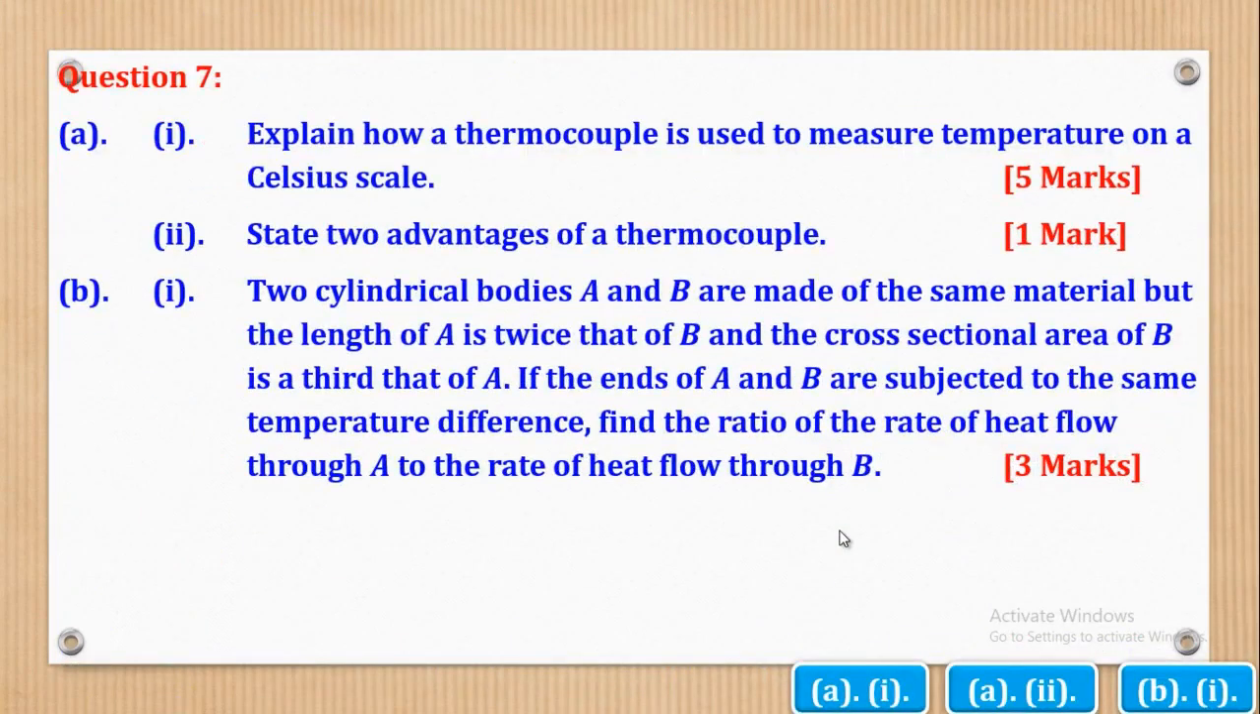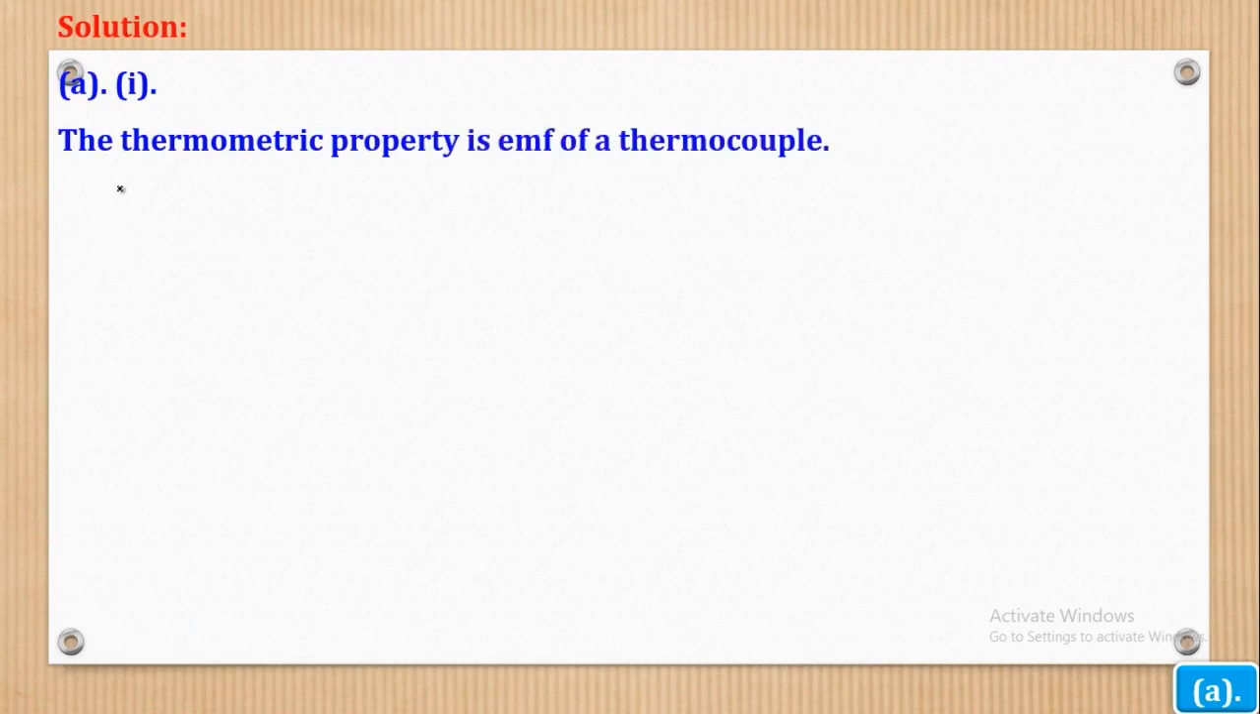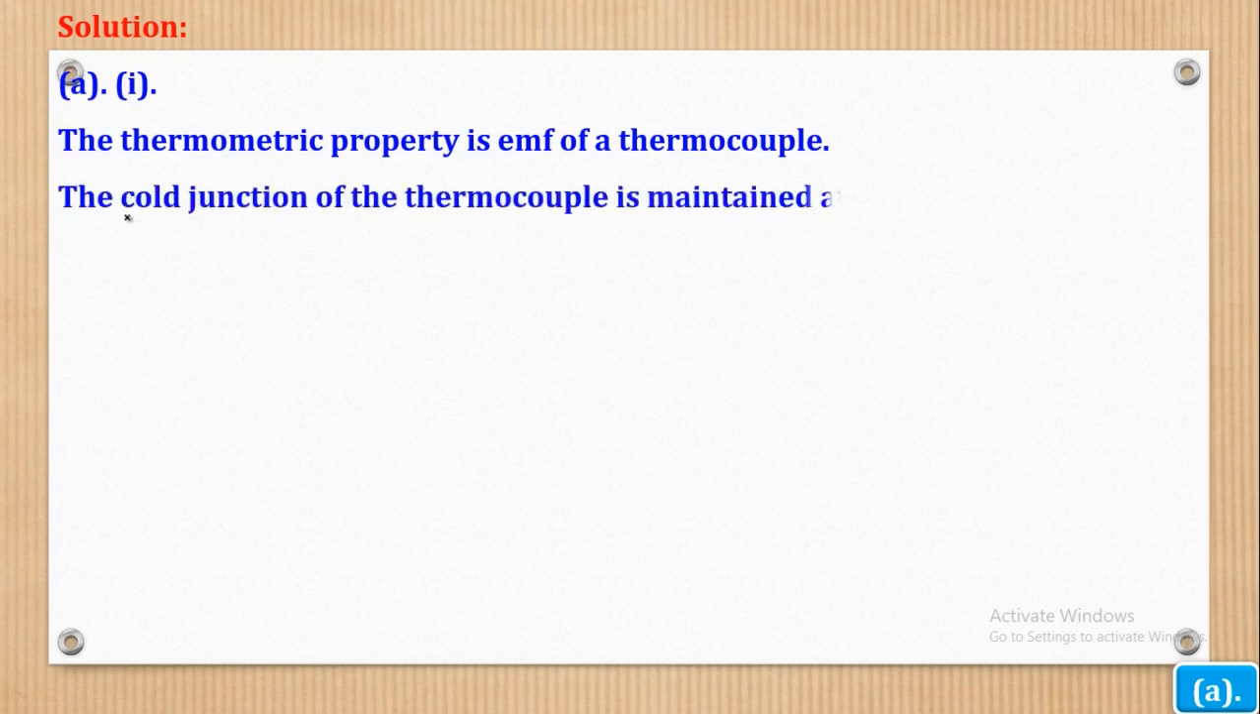So that was question 6. Now we shall go to question 7. Part A, Roman 1 says, explain how a thermocouple is used to measure temperature on a Celsius scale. So the thermometric property is EMF of the thermocouple. Then we shall note that the cold junction of the thermocouple is maintained at ice point.